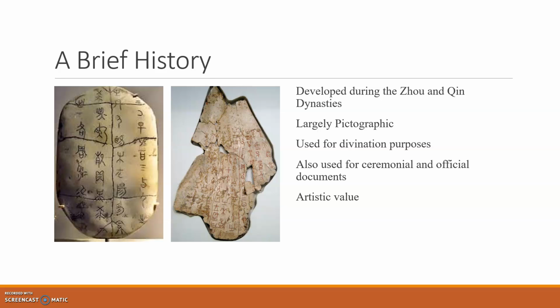What you're seeing right now is called Oracle Bone script, and it's a category of the great seal script. It's called bone script because, as you can see, these characters were carved into bones, like tortoise shells and ox scapula. It was developed during the Zhou and Qin dynasties. It was around a little bit longer than that, but that's when the script was mostly developed.